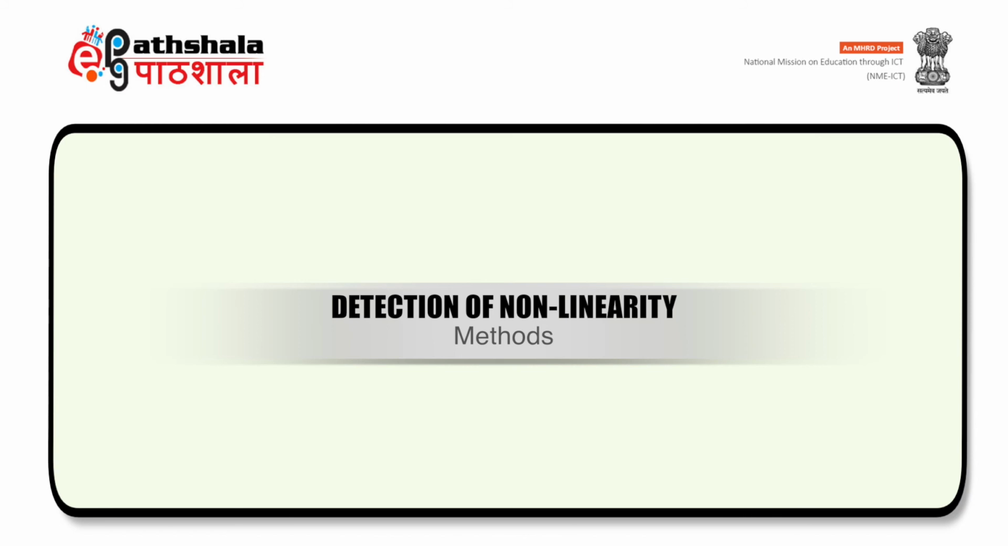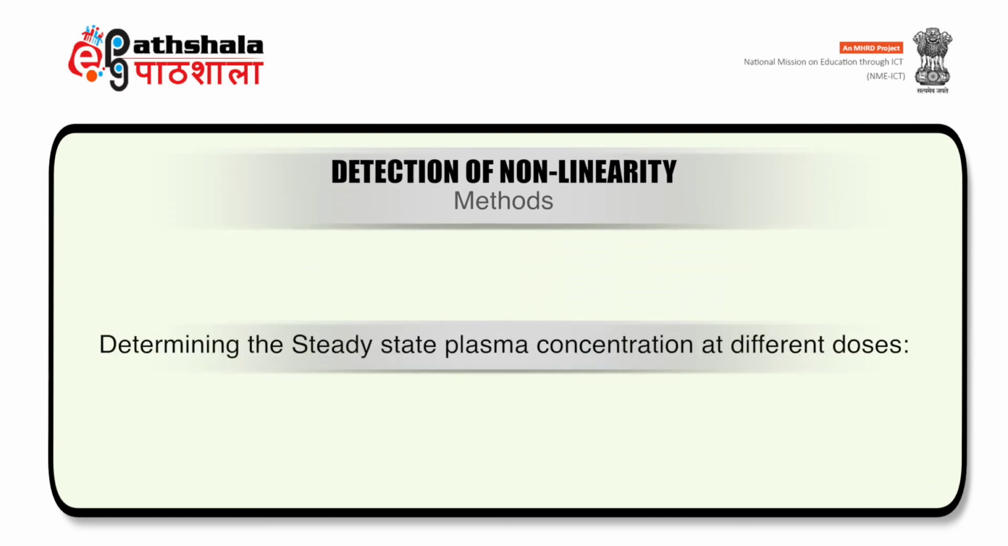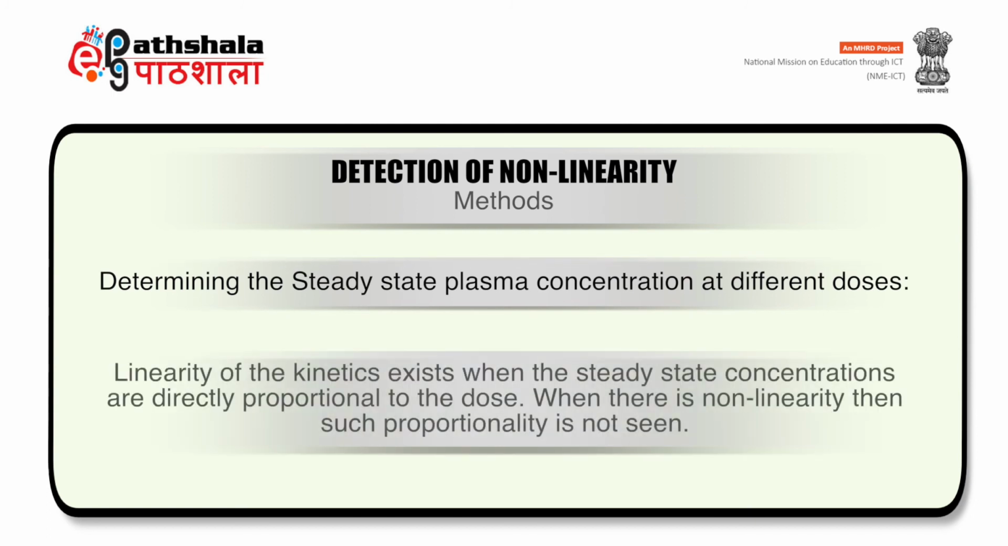Detection of non-linearity. The simplest methods to detect non-linearity are: number one, determining the steady state plasma concentration at different doses. Linearity of the kinetics exists when the steady state concentrations are directly proportional to the dose. When there is non-linearity, such proportionality is not seen.